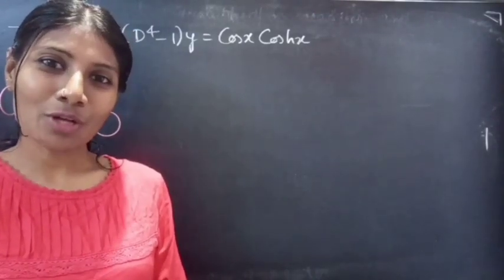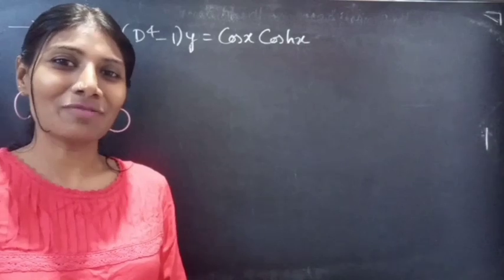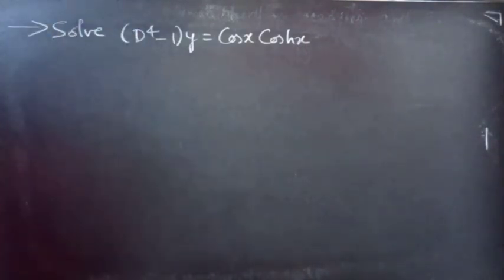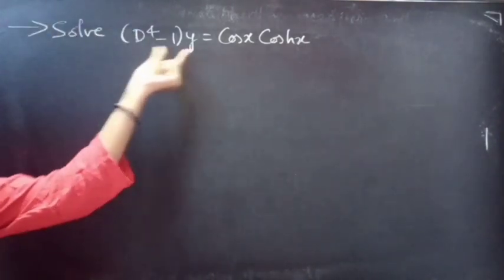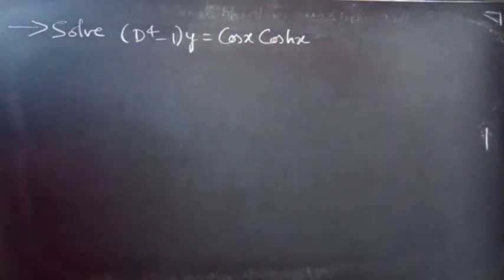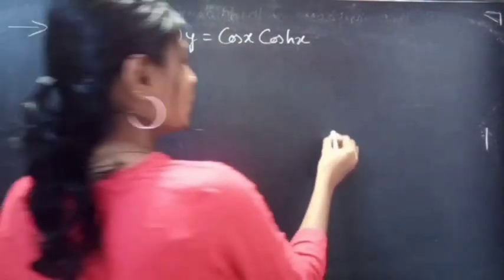In this video, we are going to solve a differential equation from higher order linear differential equations. So let's get going. Problem: solve (D^4 - 1)y = cos x cosh x. Firstly, let's find the order and degree of the given differential equation.